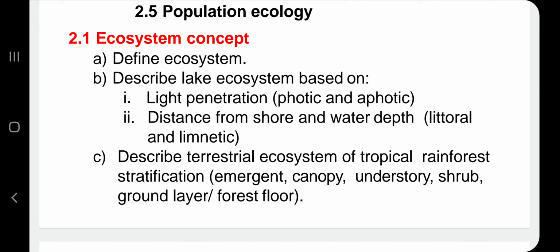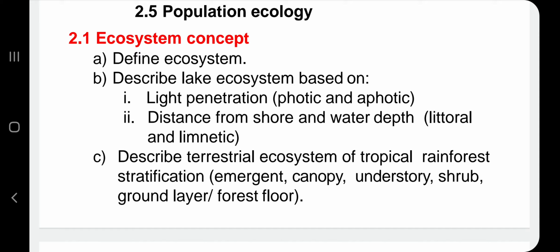The first one, you need to define ecosystem. The second one, we want to know about 2 examples of ecosystem in Malaysia specifically. The first one, lake ecosystem, and the second one is terrestrial ecosystem. For the lake ecosystem, we would like to focus on zonation, meaning how many zones we can divide the lake ecosystem into, and on what criteria we divide the zones in the lake ecosystem.